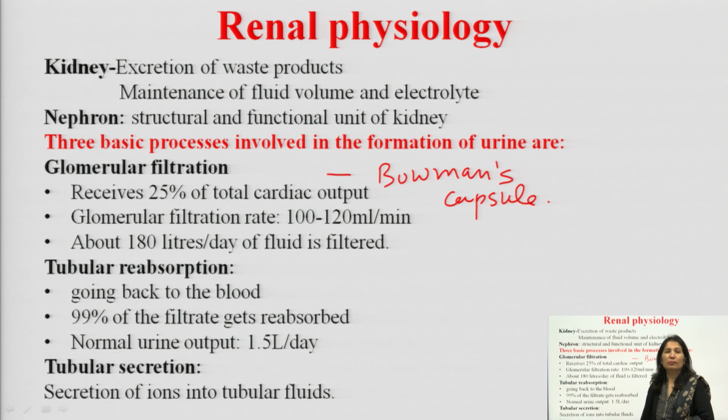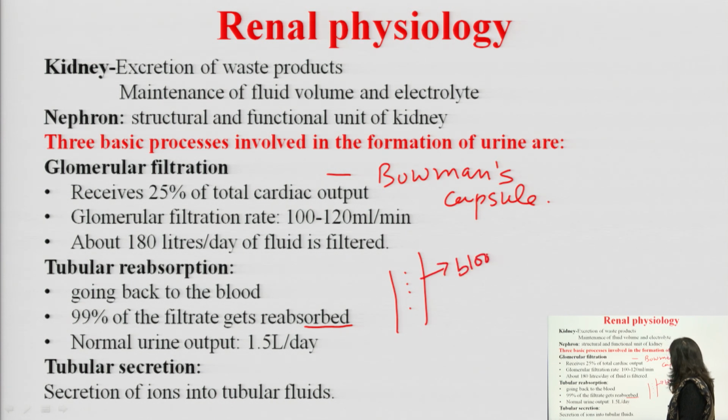The next step is tubular reabsorption. After filtration, the filtrate enters the renal tubule. The renal tubule has different parts, and each part has a specific function. Here, 99% of the filtrate gets reabsorbed. What does reabsorb mean? From the lumen it will go back to the blood. Going back to the blood is known as reabsorption.